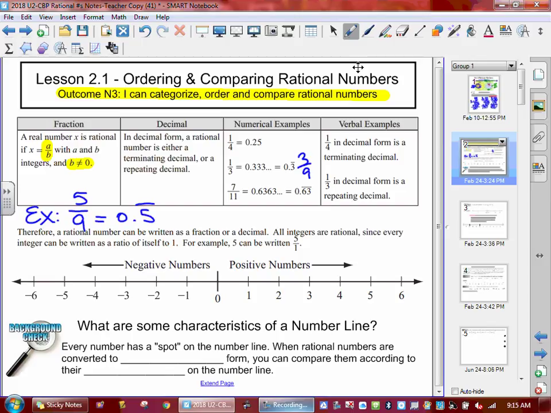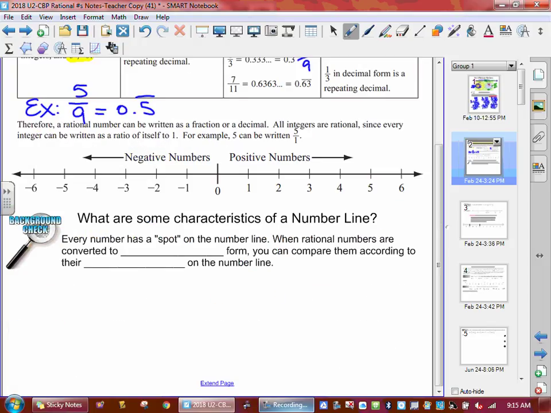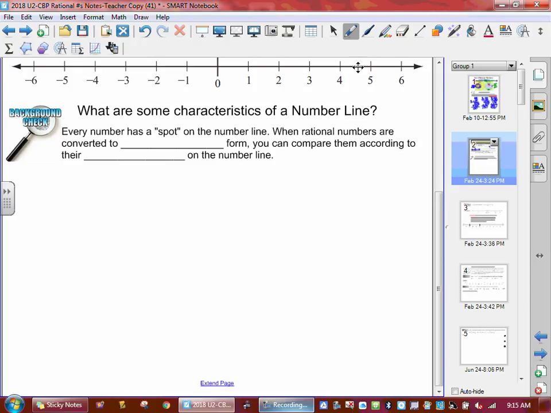Now, again, we're talking about number lines. Now, what are the characteristics of number lines that we actually do know? Well, every number has a spot on your number line. Absolutely every number, even those non-perfect square roots, those run-on decimals, they do have a spot on the number line. So, when we're taking our rational numbers, we know all rational numbers can be put into decimal form. So the first one is if you convert them all to decimal form, we can compare them according to their location. The two blanks there are decimal and location. So that's what we do.